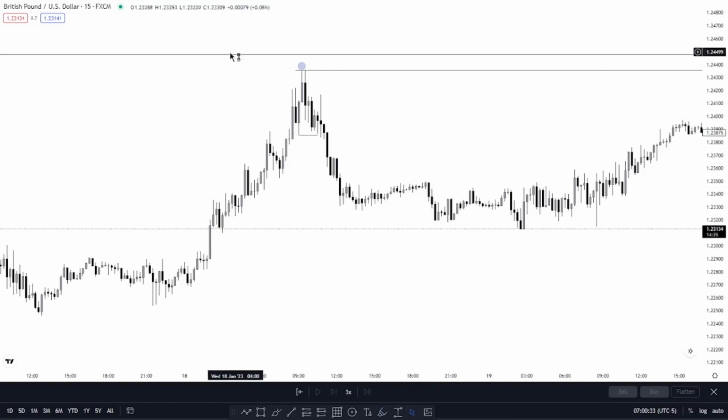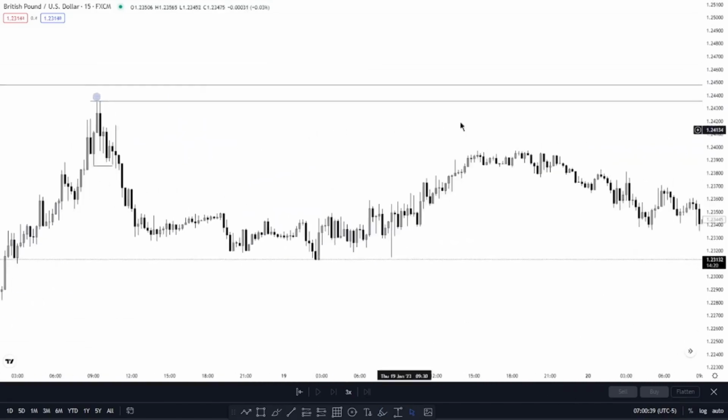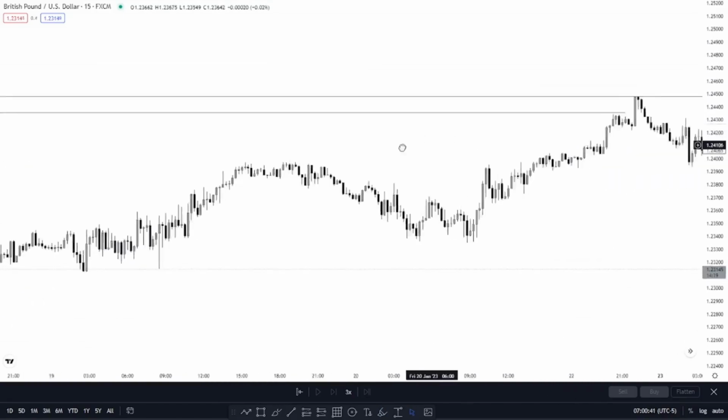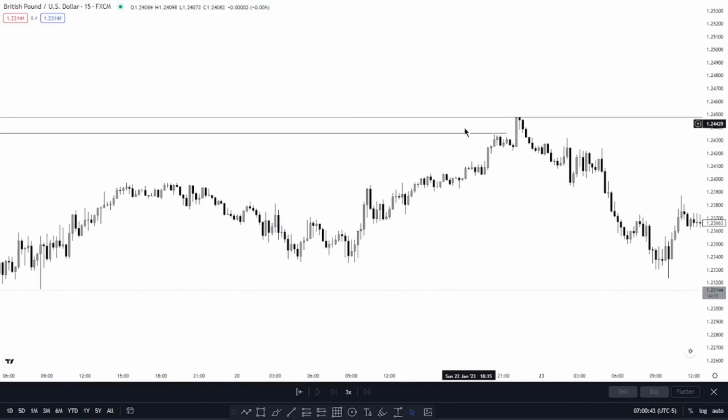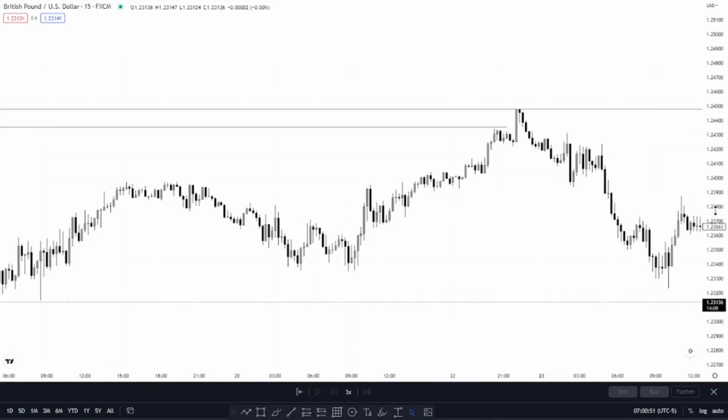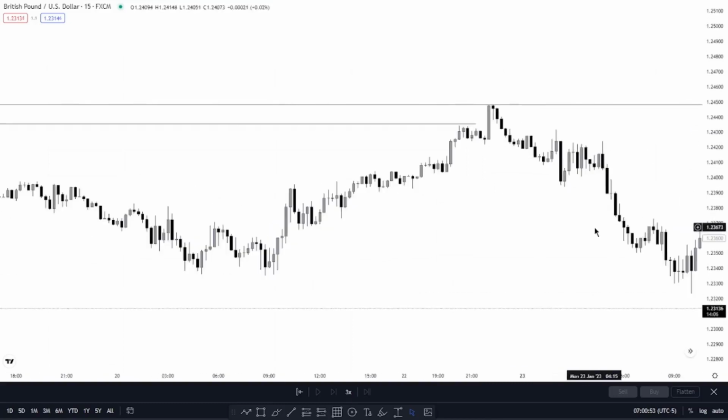Now this is the high of the daily time frame, and this is the high of the 15 minutes time frame. On the daily time frame, price couldn't break through, but on this 15 minutes time frame, as you can see, price broke and closed above it. Can you see that very clearly? Price broke and closed above it.